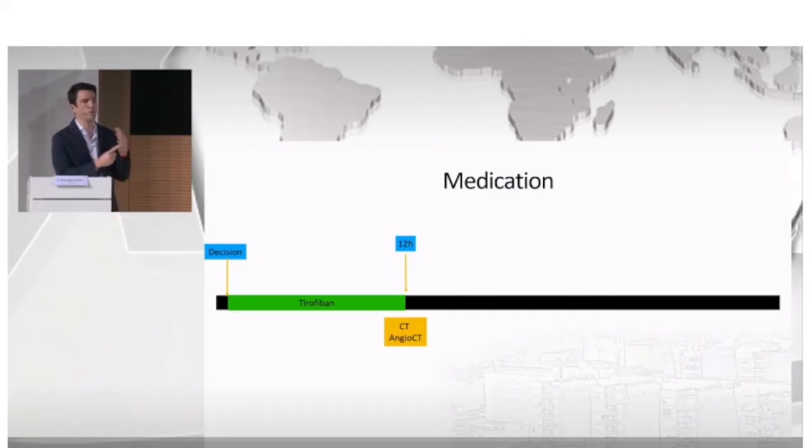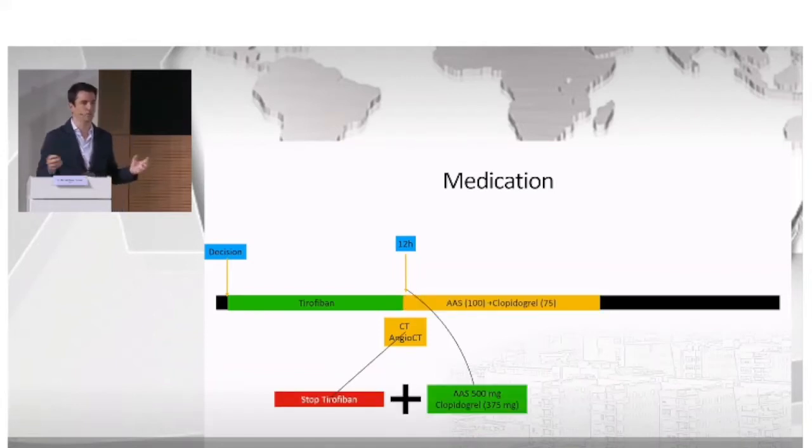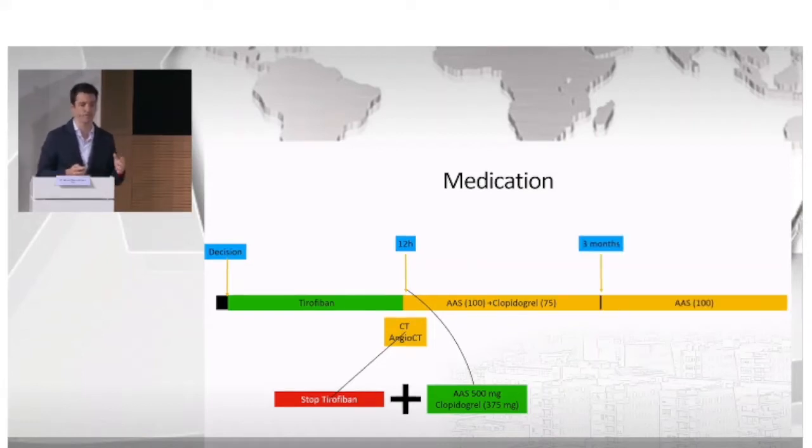So if there are no hemorrhagic complications and the stent is open, we change tirofiban to aspirin and Plavix, and we do it all together because the tirofiban has a 2-hour half-life, and that's the time aspirin and clopidogrel will take to be useful in the blood. So we keep the patient under double antiaggregation for 3 months, and then with simple antiaggregation for the rest of his life.